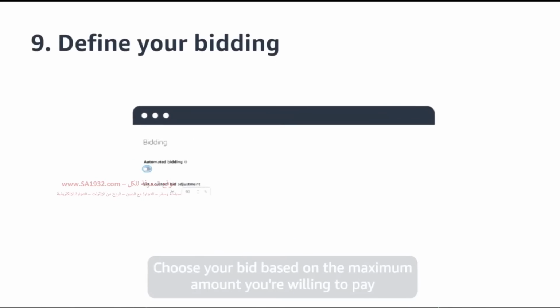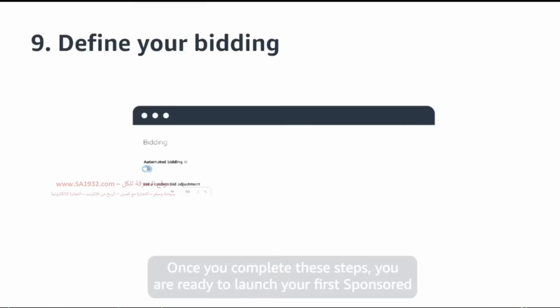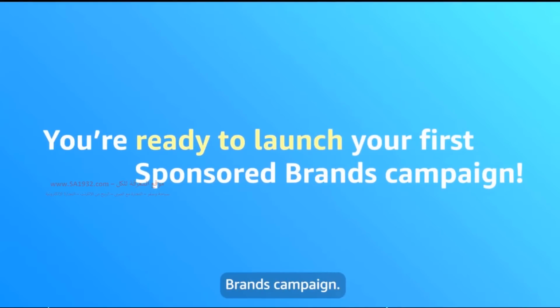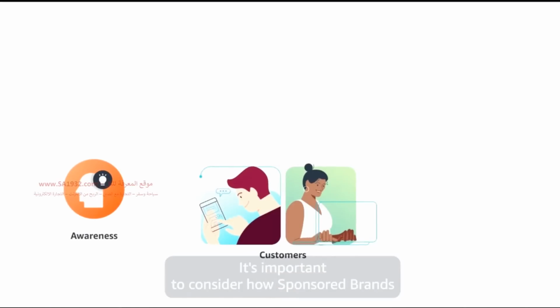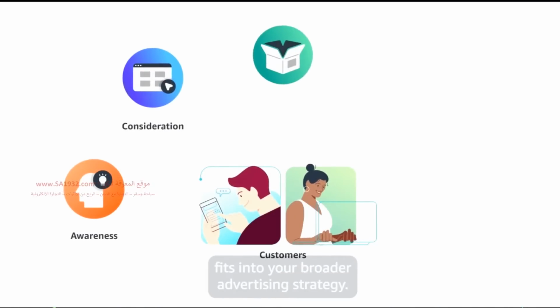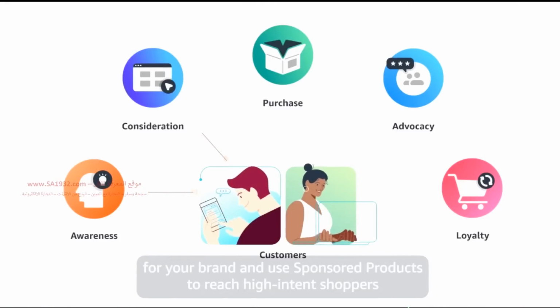Choose your bid based on the maximum amount you are willing to pay when a shopper clicks your ad. Once you complete these steps, you are ready to launch your first Sponsored Brands campaign. Sponsored Brands ads require approval and must be submitted for review prior to publishing. It's important to consider how Sponsored Brands fits into your broader advertising strategy. You can use Sponsored Brands to drive broader awareness and consideration for your brand, and use sponsored products to reach high-intent shoppers looking to make a purchase.